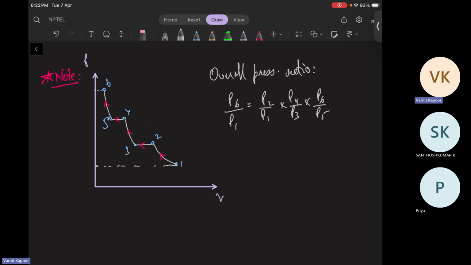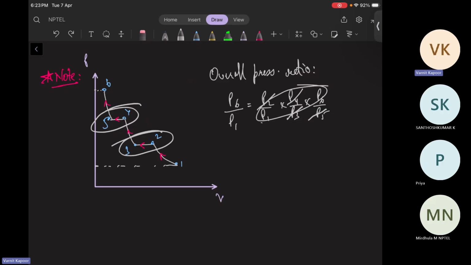And we know that P2 and P3 are same, P4 and P5 are same. So it is again P6 by P1 only. Mathematically also if you see, we get our final pressure ratio P6 by P1 in terms of the pressure ratio in each stage.